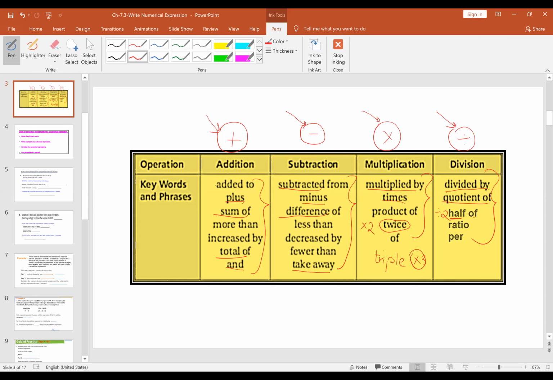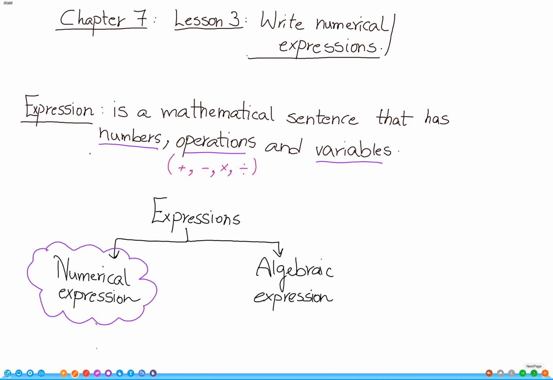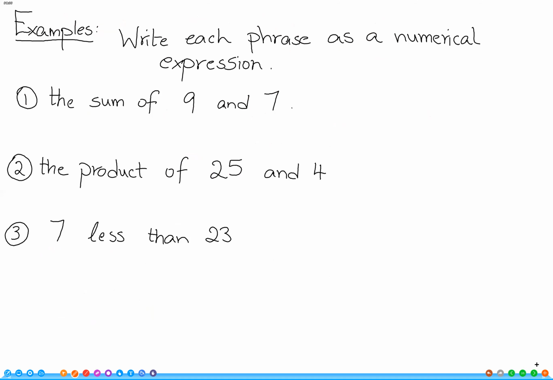Therefore, let me start with an example that would help you to understand further about this lesson. Let's say, for example, if we have the sum of 9 and 7, the sum of 9 and 7. So according to the previous table that we had, our keyword would be sum. And as we know, sum represents addition or plus.